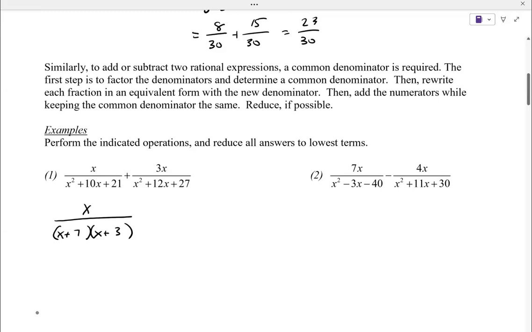Okay. Let's do the same thing for the second fraction. How does that denominator factor? x plus 3 and x plus 9? Yeah. I agree with that.